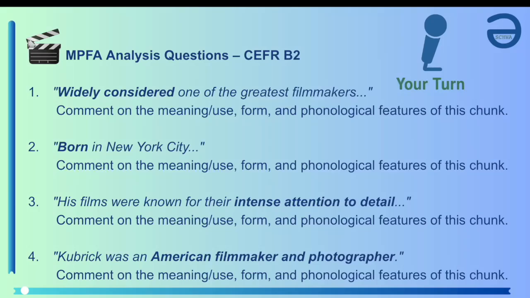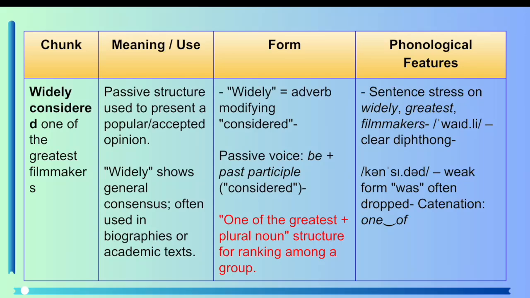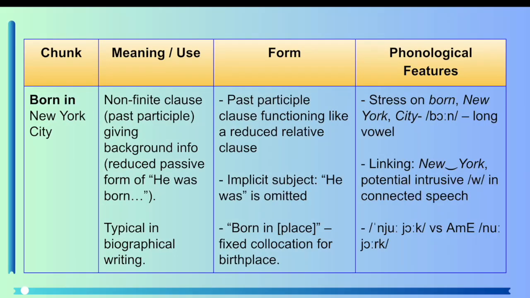In this case, I've just given one example of each of the different types. So if you have 3 of them in the exam, usually you'll have 15 points, which means 5 for each, so you need to make minimum 5 very good points. Here are some. So widely we've already seen, so I'm gonna skip it. Born in, it is about giving background info.